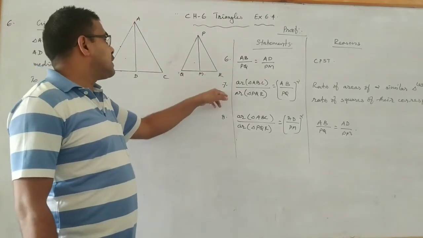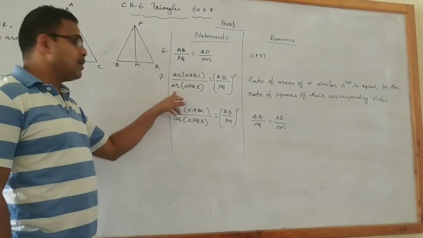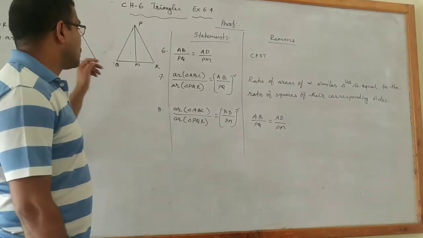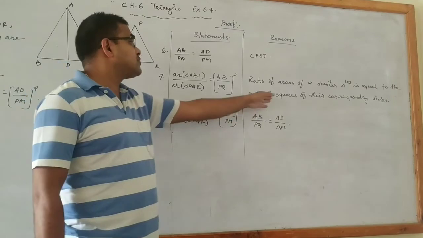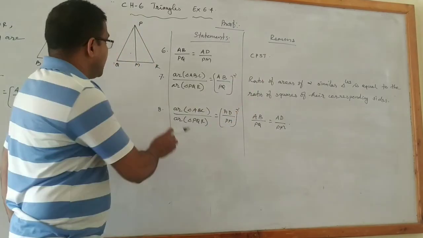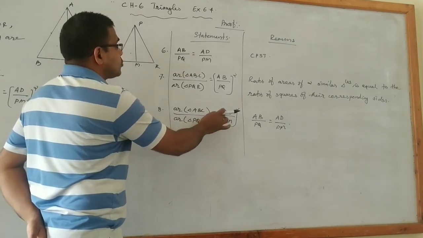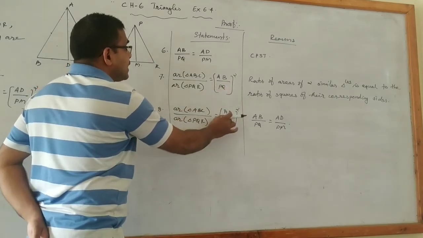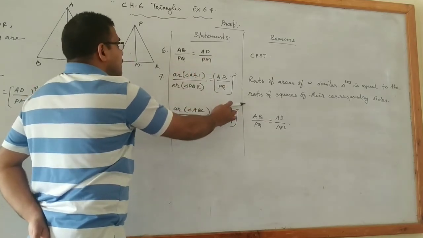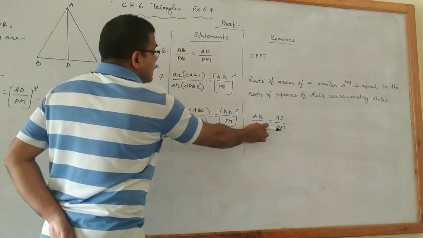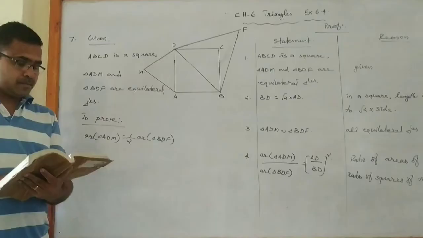Now see, seventh statement. Ratio of the areas, area of triangle ABC by area of triangle PQR, equals (AD by PM) the whole square. Reason: the ratio of areas of two similar triangles is equal to the ratio of squares of their corresponding sides. Here, area of triangle ABC divided by area of triangle PQR equals, instead of this AB by PQ we can write AD by PM, because already we proved AB by PQ equals AD by PM. That is equal to (AD by PM) the whole square. Reason is AB by PQ equals AD by PM. This only we needed to prove in this question.